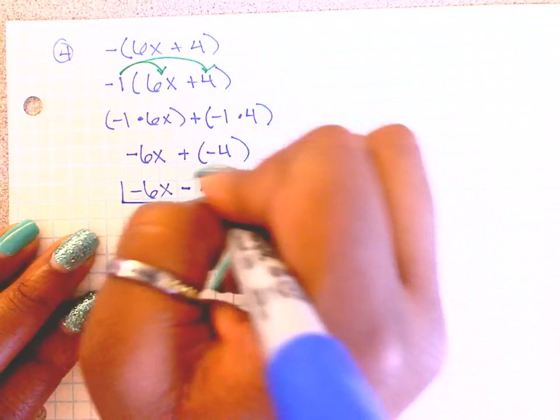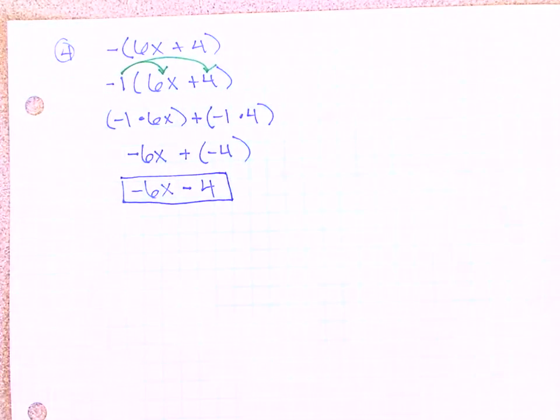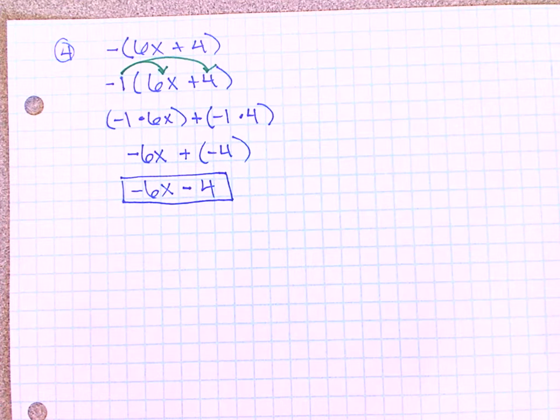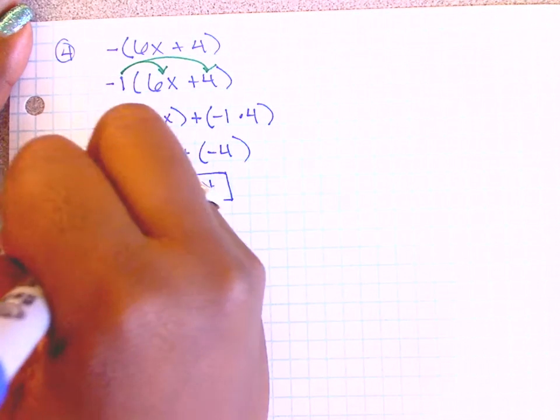That's how you distribute a negative sign. Then you box your answer. I know, it's so hard. But I know the next one is your favorite because you love to distribute fractions. Woo! I'm the only one excited?